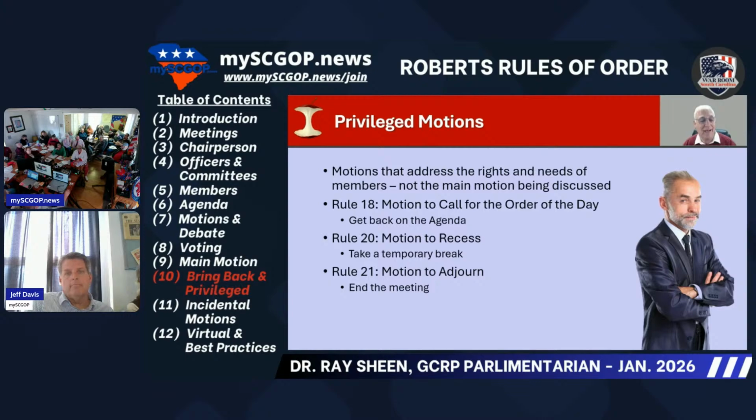One point to note, if instead of immediately adjourning, the motion is to adjourn at a specific time or after a specific topic on the agenda, it's not considered a privileged motion at that point. It's a main motion and can be debated and amended.